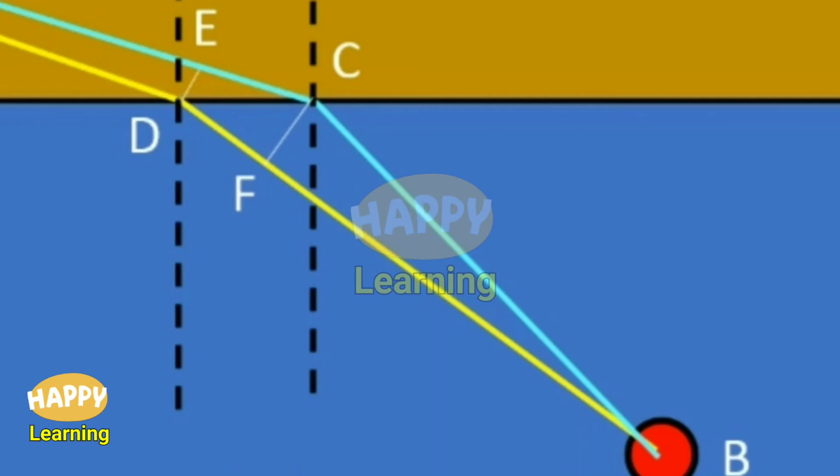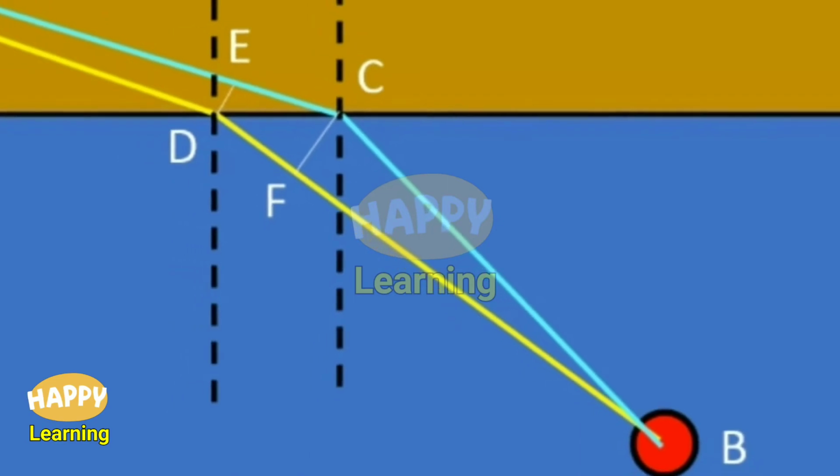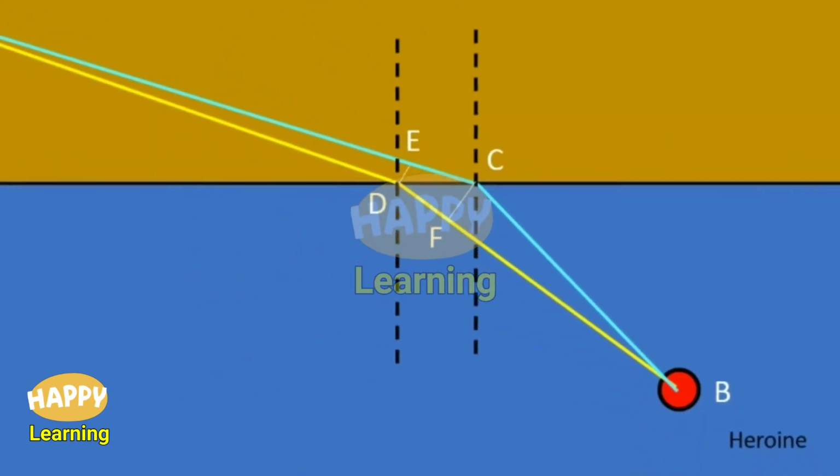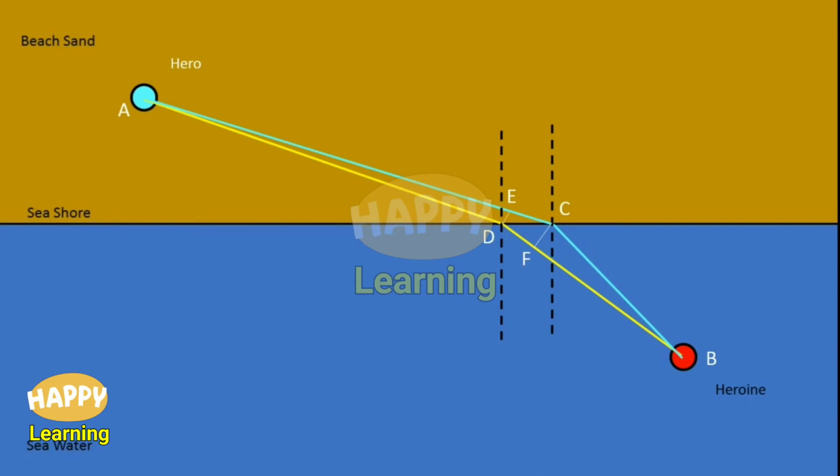So the distance CB, that is swimming in water, is exactly equal to FB on the other path. So if he selects the ADB path, he has to swim an extra distance DF. So in these two ways, the distance he has to run on sand, AE, is equal to AD, and the distance he has to swim in water, CB, is equal to FB.